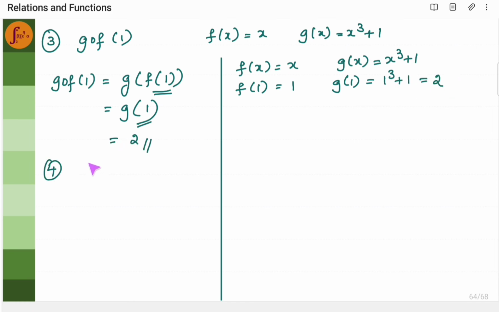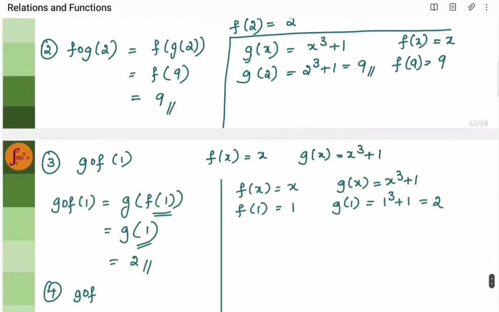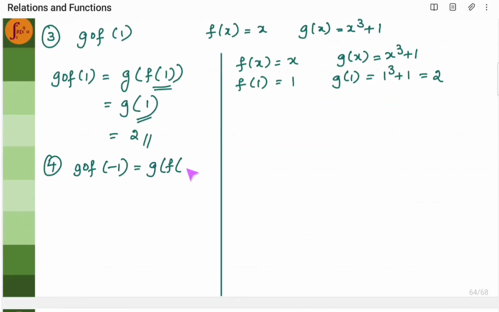Now let's go to the fourth one. Fourth one is g of f of minus 1. So g of f of minus 1. F of minus 1, instead of x, I'll put minus 1. So I'll get minus 1 here. Now I'll have to find g of minus 1.